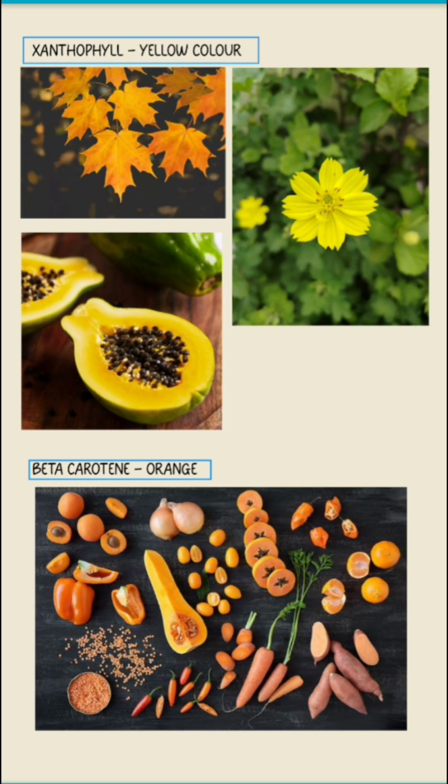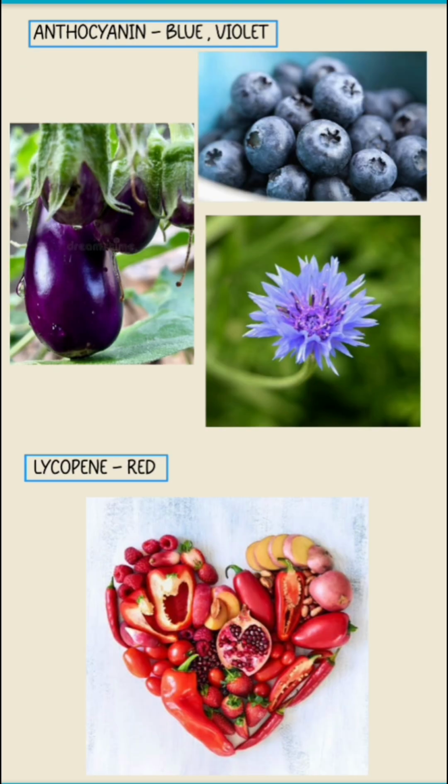Next, coming to the various types of pigments which are present in chromoplast. Xanthophyll will give yellow color, like you can see, I have put some images out here. Next is beta carotene. Beta carotene gives orange color to the various parts of the plant or the fruits and the vegetables. Anthocyanin is responsible for giving blue and violet colors to brinjal, to blueberries, to various types of flowers, and lycopene gives red color to ripe tomato, etc. So these are the various pigments found in chromoplasts.